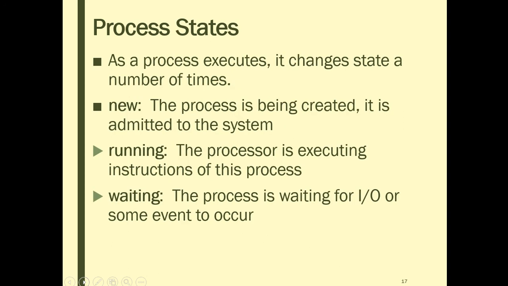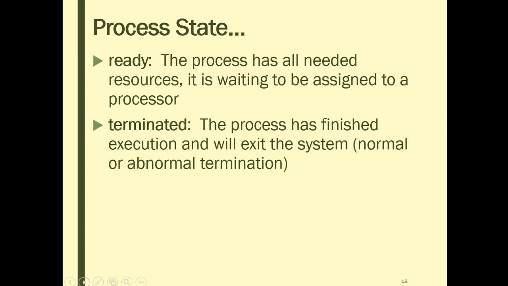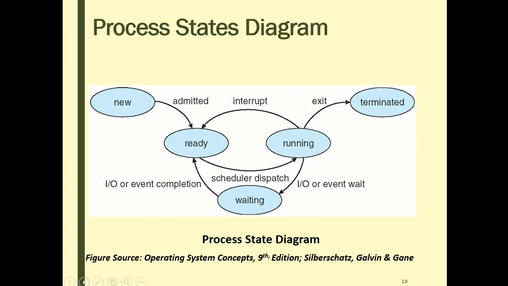Now, what are process states? As a process executes, it changes state a number of times. You have new, the process is being created. Running, the process is executing instructions. Waiting, the process is waiting for I/O or some event to occur. Ready, the process has all needed resources and is waiting to be assigned to the processor. And terminated, the process has finished execution and will exit the system, whether it is a normal or an abnormal termination.